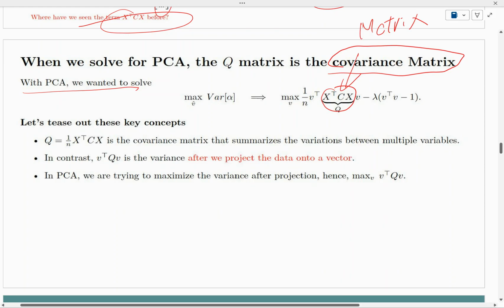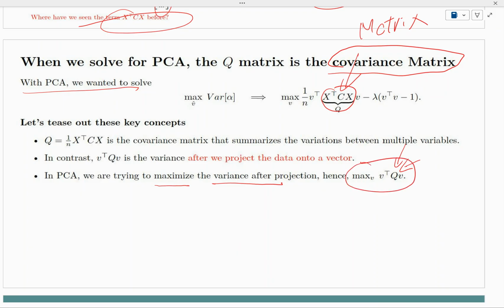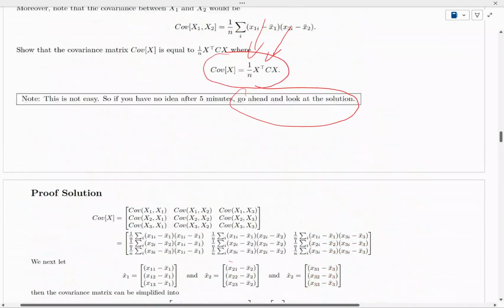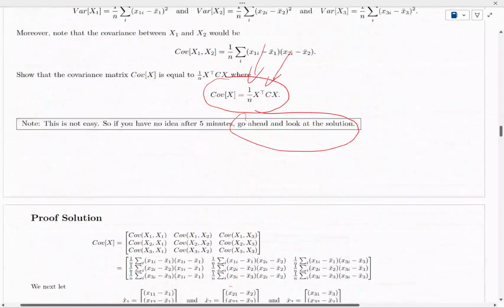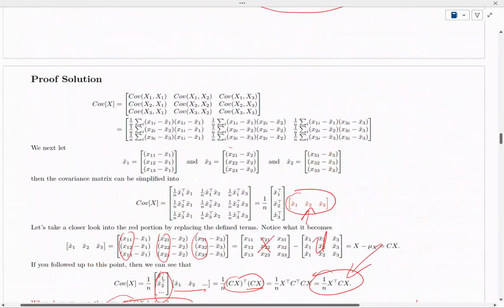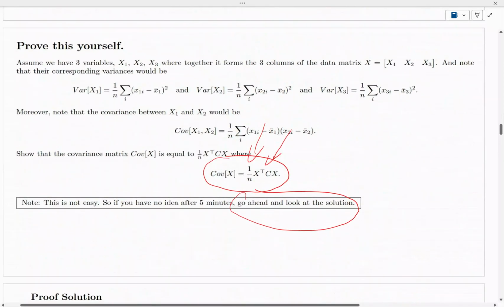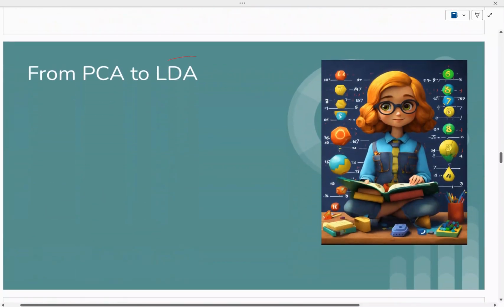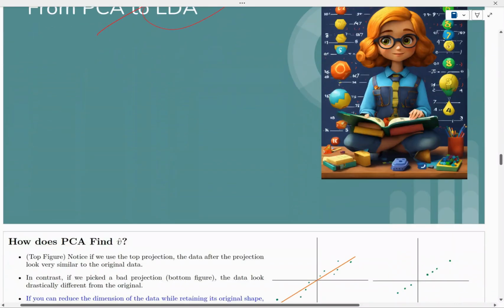In PCA, what we're trying to do is we're trying to maximize the variance after projection. So we take the covariance, we project it onto V, and we're trying to maximize the variation. Okay, so I think we've covered enough math now. Hopefully you're convinced that this is the covariance matrix. I think we're now ready to move on to LDA, which is today's algorithm.